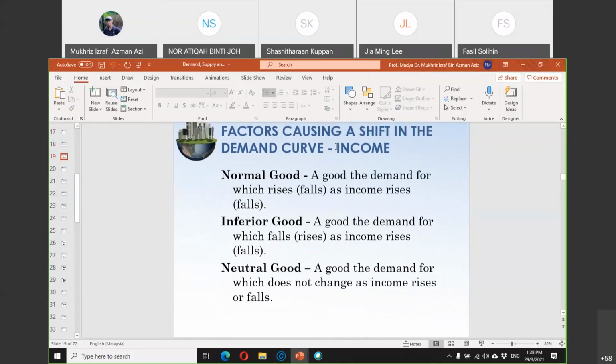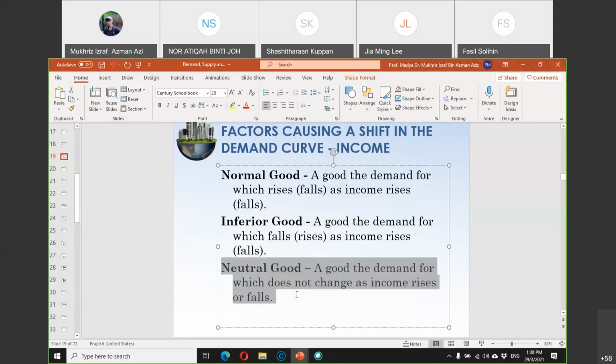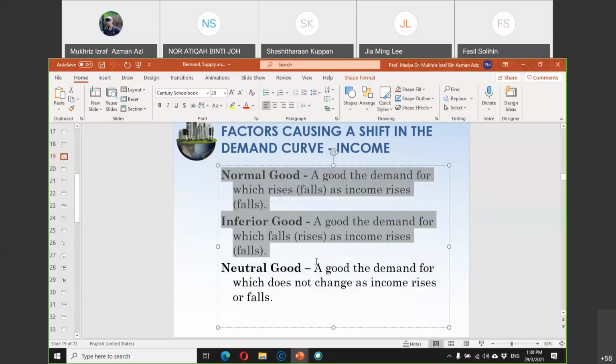So the first is income, the money that you have in your wallet or in your bank. It depends on what type of good. A normal good, as I mentioned, barang-barangan biasa, is the basic or general stuff that people go and buy in shops. That is what we call normal goods, items that we consume or use every day, for most people. And then you also have inferior goods. Neutral goods, I don't want to discuss this part, because usually in the textbook we only cover these two.